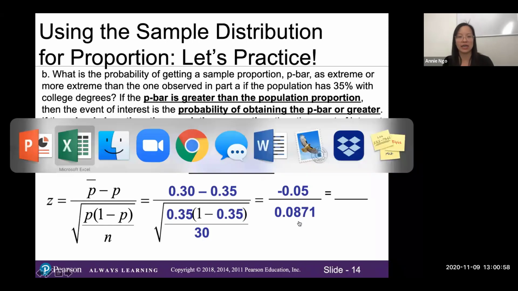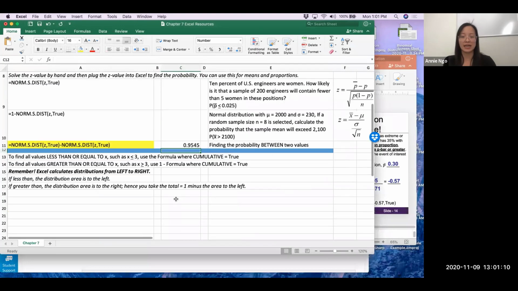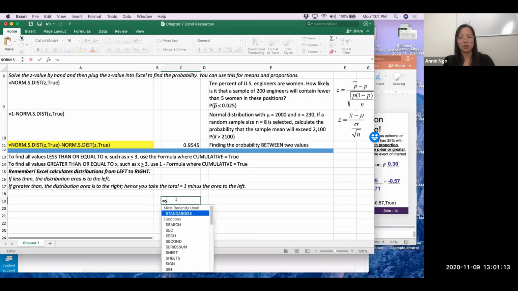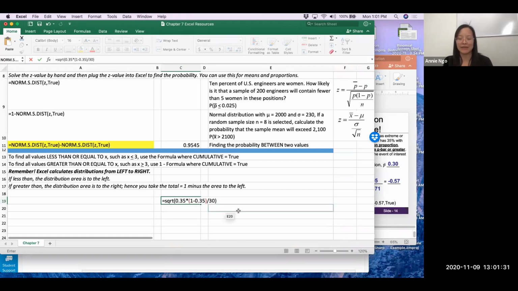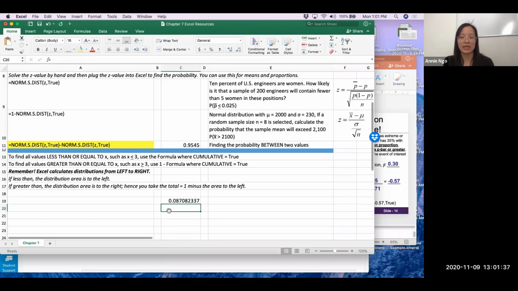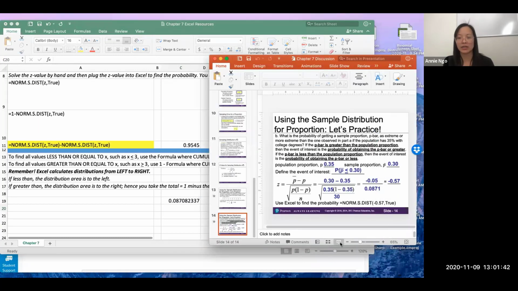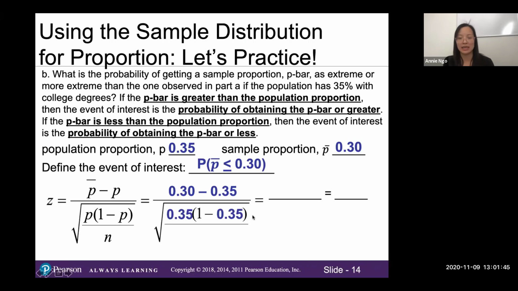And let me go ahead and just show that in Excel real quick. So if you were to do it in Excel, we would do equals square root parentheses. Then you got to do all that math, right? 0.35 times parentheses 1 minus 0.35 and close that, divided by the n of 30, close out. So that's why I say if you're comfortable with Excel, you can use Excel. If you're not, use a calculator. But that's how we get the 0.087 and some change. So I'll go ahead and bring us back to the slide deck here.